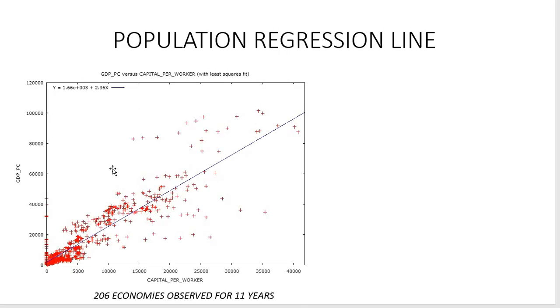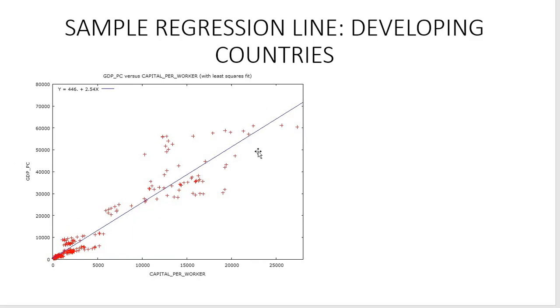Again, here you can see the regression line, which was designed based on 206 economies observed for 11 years. Here, a $1 increase in capital per worker stock results in a $2.36 increase in the value of GDP per capita. However, you can also do it based on a subsample, only for developing countries. This data set is also available on the data repository. In this case, when you analyze developing countries, you will see that the effect of capital per worker on GDP per capita is stronger.